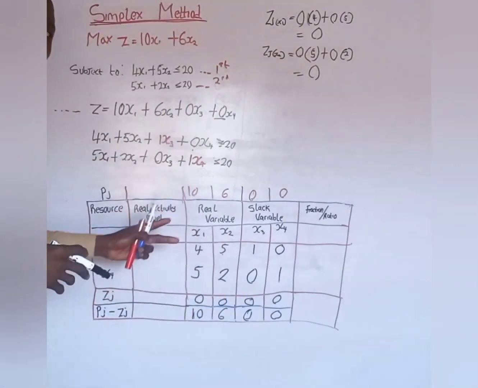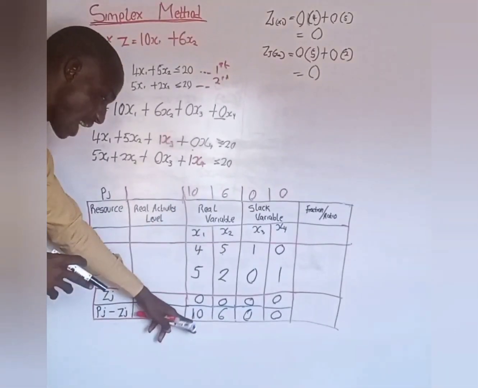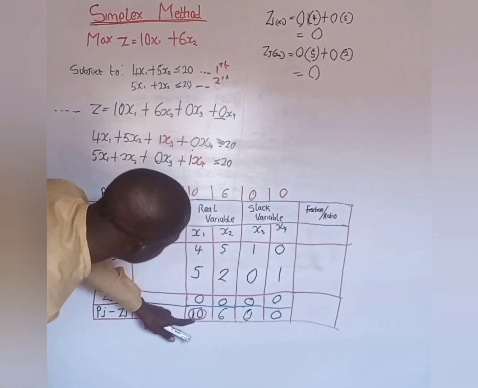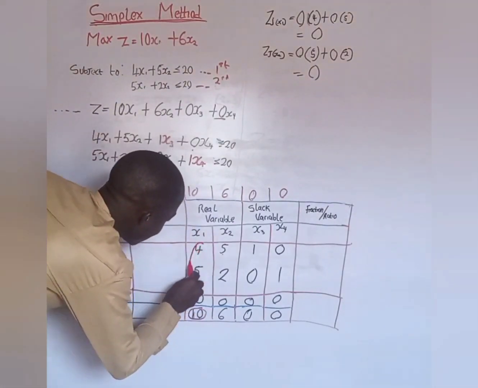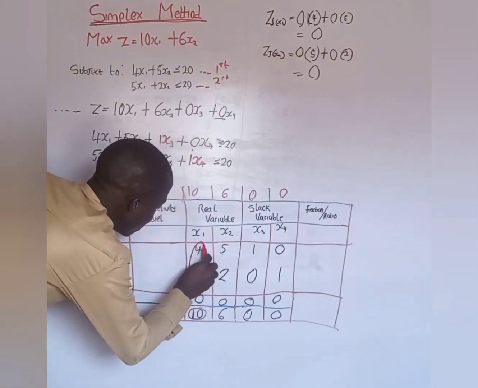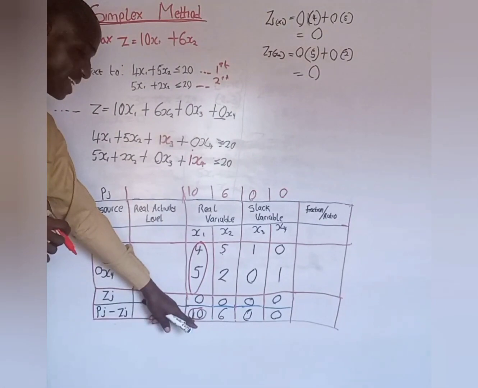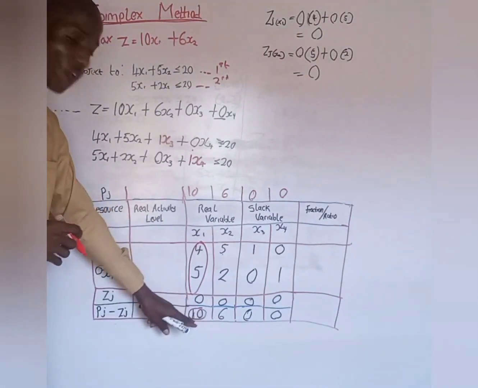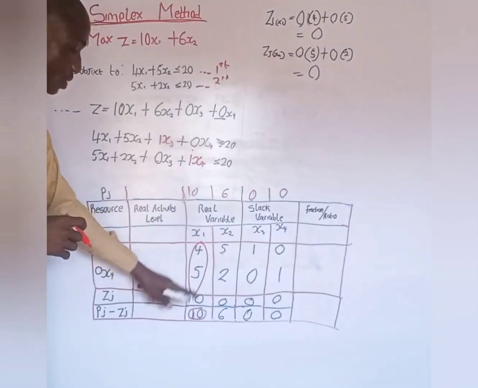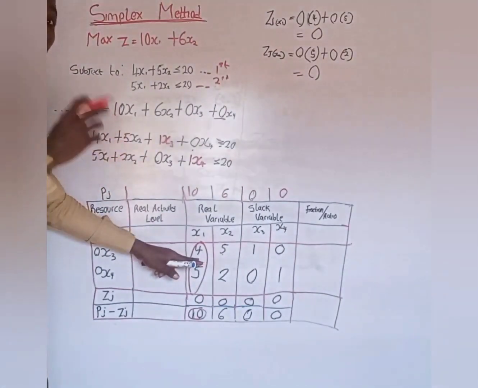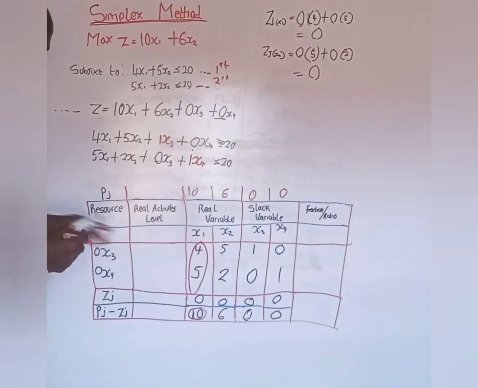That is the column that you're going to be considering. Of course, the highest value is 10. So let me circle the 10 so that you can see very well. The highest value is 10. So this column is my key column. You got it? You understand why I got this? The highest value of my PJ minus ZJ will be my key column. So now I've gotten the key column.